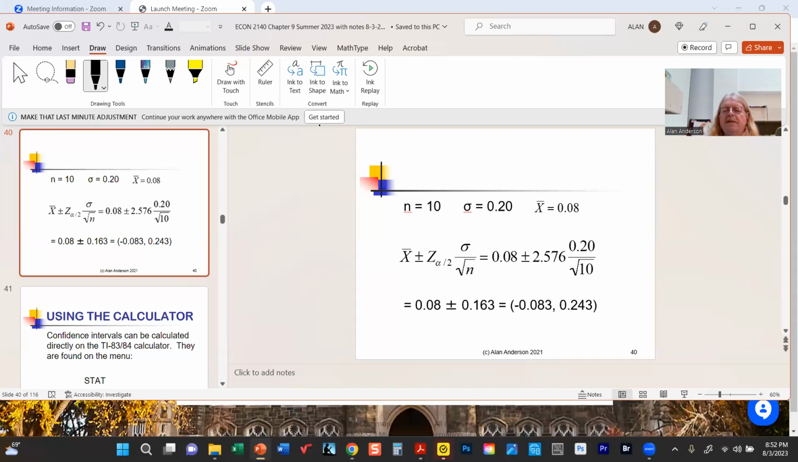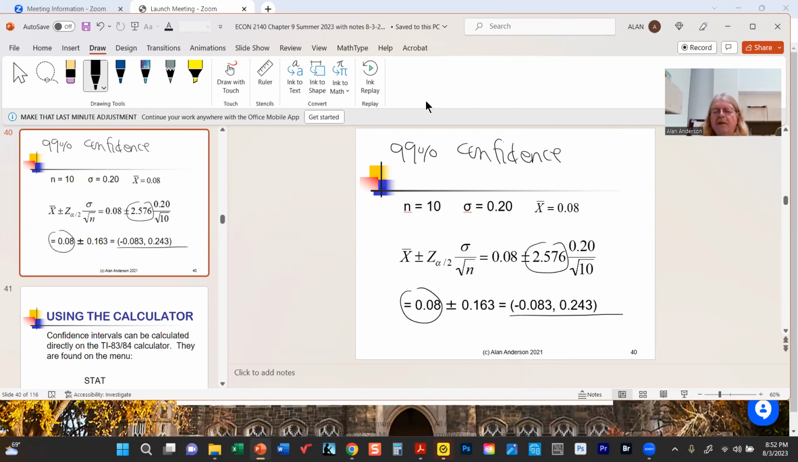Okay, so once again, see, the only thing that changes here, and so we've got all three results. In each case, it's 8% plus and minus the margin of error. And in order to have the highest possible confidence level, we must allow for the widest range of values.